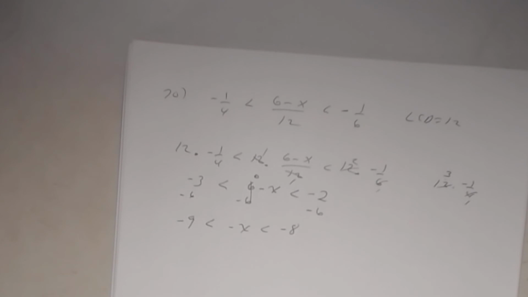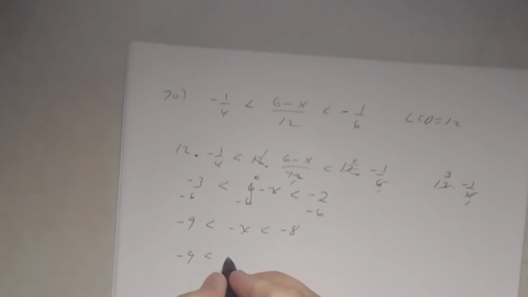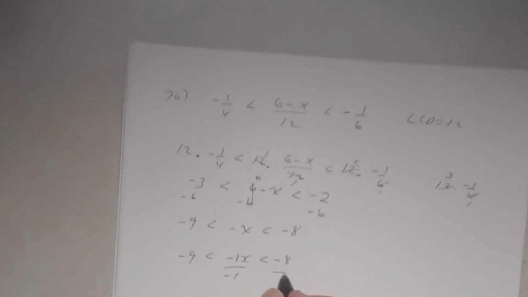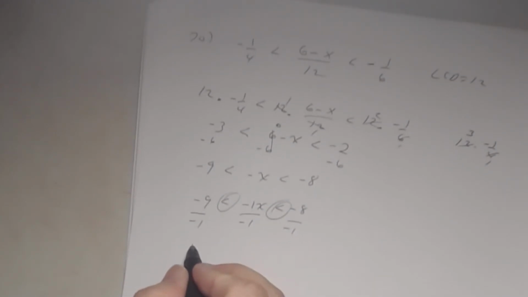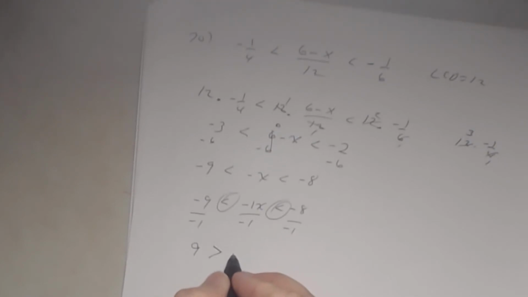Not negative x. So what do I need to divide all parts by? Negative 1. Because remember, negative x is the same thing as saying negative 1x. So I'm going to divide all parts by negative 1. But remember, I'm dividing by a negative number. So I've got to reverse this, right? So what's a negative 9 divided by a negative 1? So 9 is what? Greater than x, because negative 1 divided by negative 1 is 1, is greater than 8.